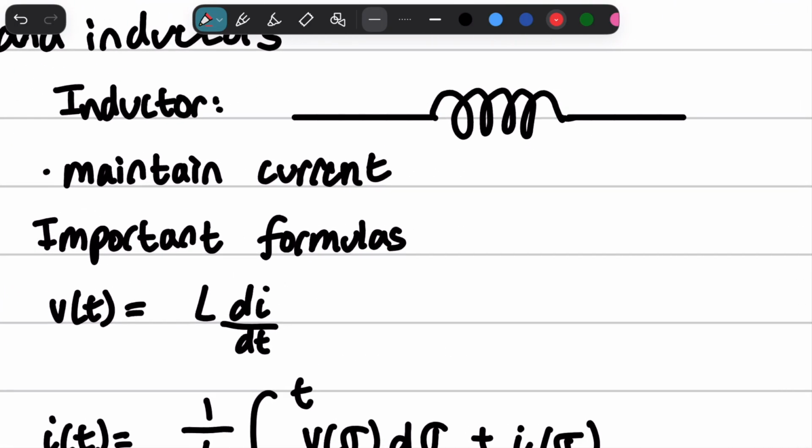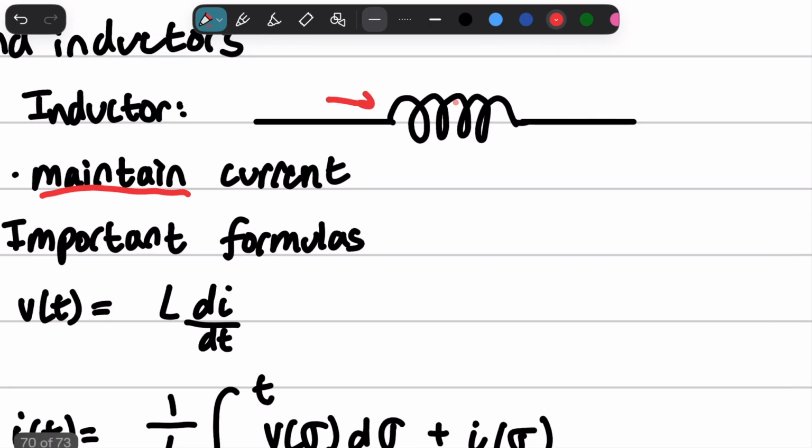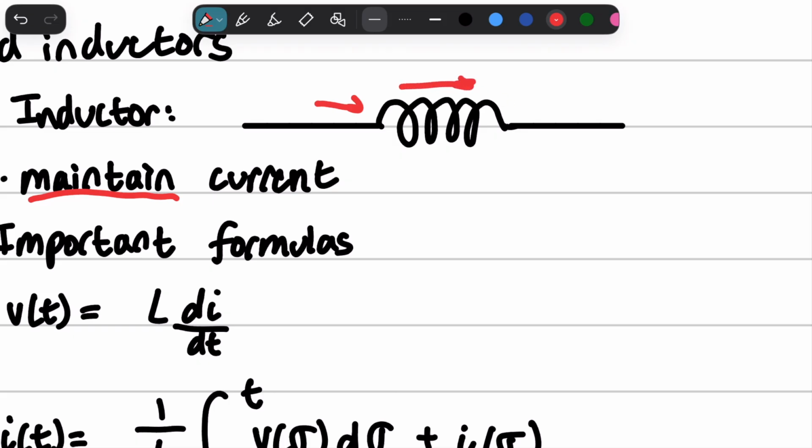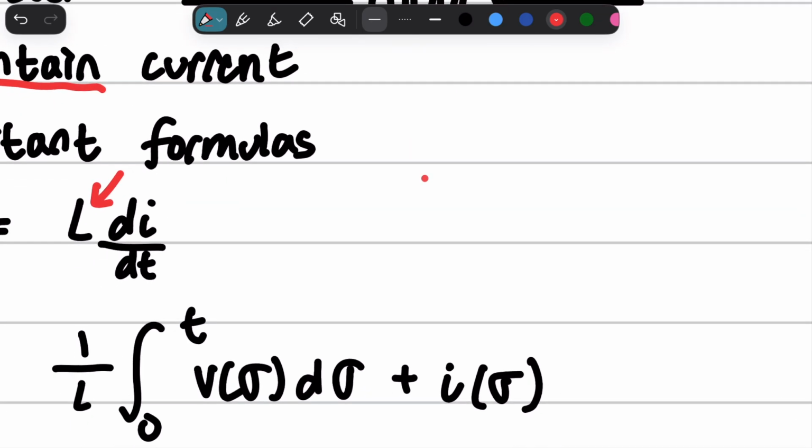And our other new component is the inductor. Now, an inductor maintains current, so it appreciates the status quo. You have current going in through here. After a long time, the inductor will love to keep the current going, okay? And the important formulas are the voltage is equal to the inductance. So this is inductance. And inductance will be measured in microhenries, millihenries, or henries, okay?